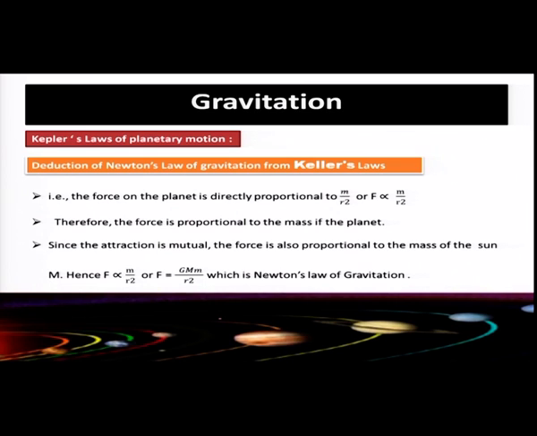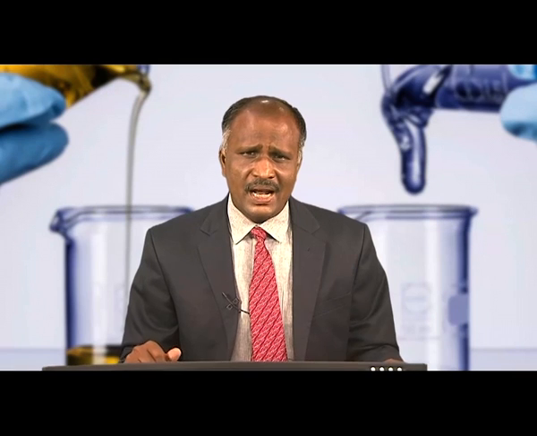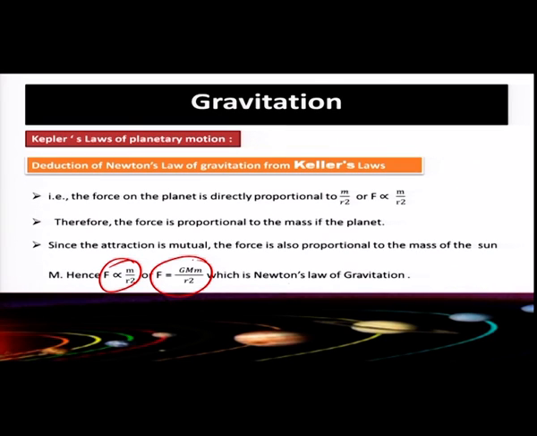So, that is, we can say that the force on the planet is directly proportional to the mass, and F is directly proportional to m divided by r squared. So, in other words, we can say that the force is proportional to the mass of the planet. And we also observe here that the attraction between the planets is mutual, and therefore, the force is also proportional to the mass of the sun. Hence I can write F is directly proportional to M m divided by r squared, and F is equal to G M m by r squared, which is Newton's law of gravitation.